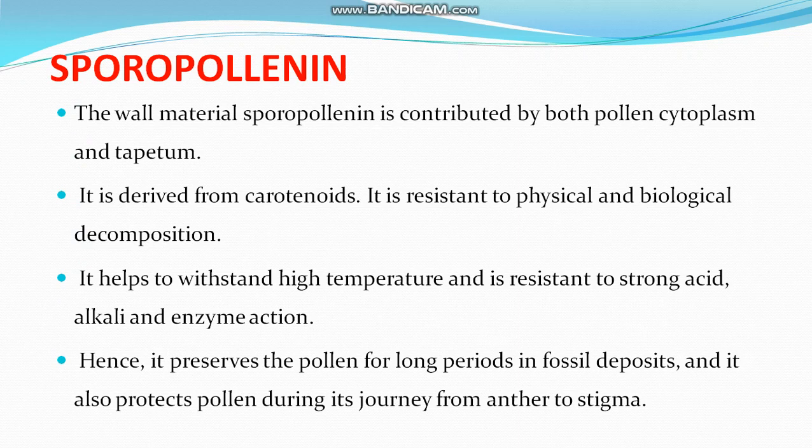Sporopollenin. The wall material sporopollenin is contributed by both pollen cytoplasm and tapetum. It is derived from carotenoids. It is resistant to physical and biological decomposition. It helps to withstand high temperature and it is resistant to strong acid, alkali and enzyme action. Hence it preserves the pollen for a long period in fossil deposits, and it also protects pollen during its journey from anther to stigma.